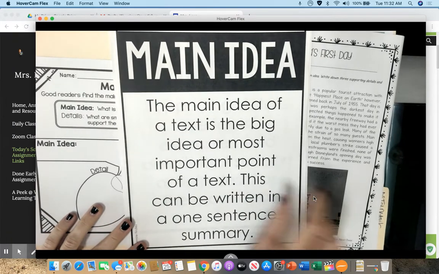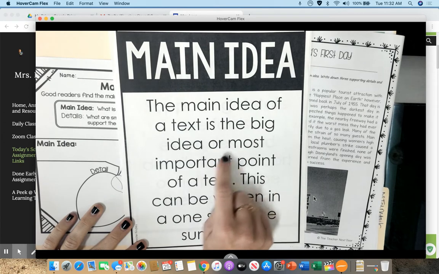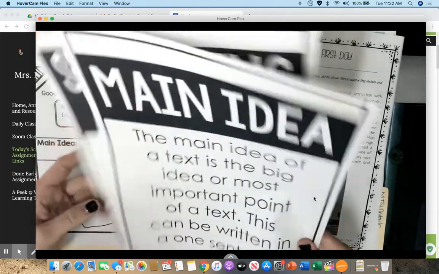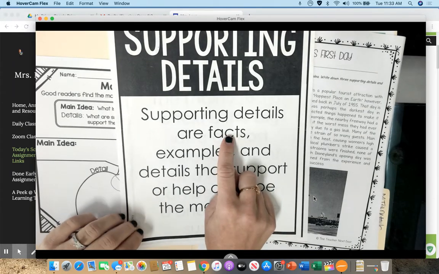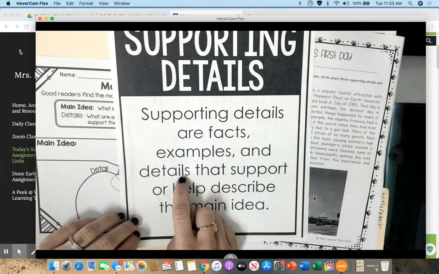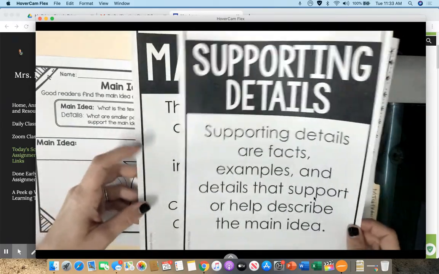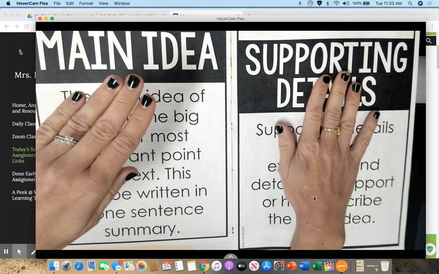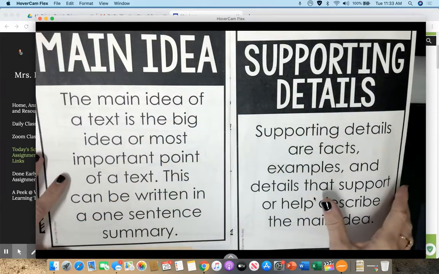What is main idea? The main idea of a text is the big idea or most important point of a text. This can be written in a one-sentence summary. What are the supporting details? Supporting details are facts, examples, and details that support or help describe the main idea. So I want you to think of a main idea as a table. The supporting details are the legs that hold up the table. They go together like peanut butter and jelly.